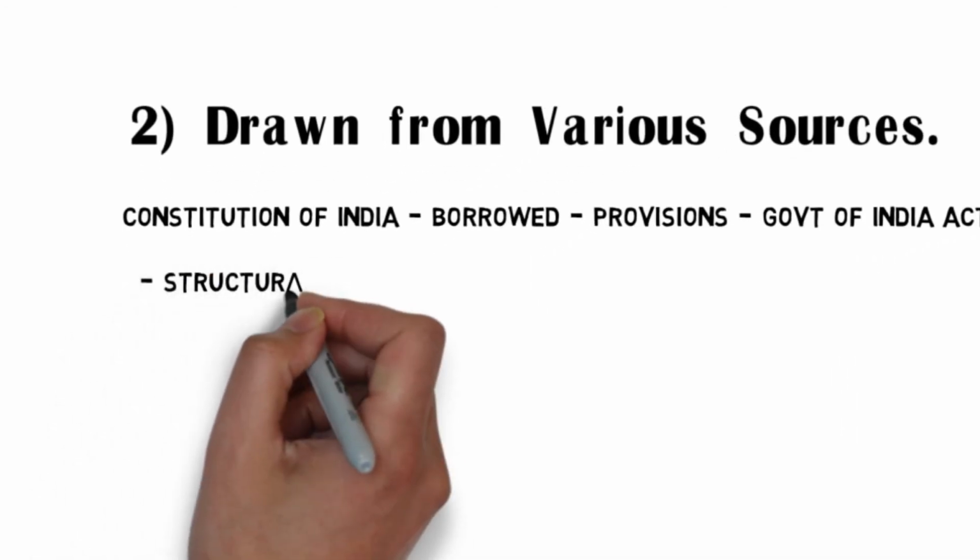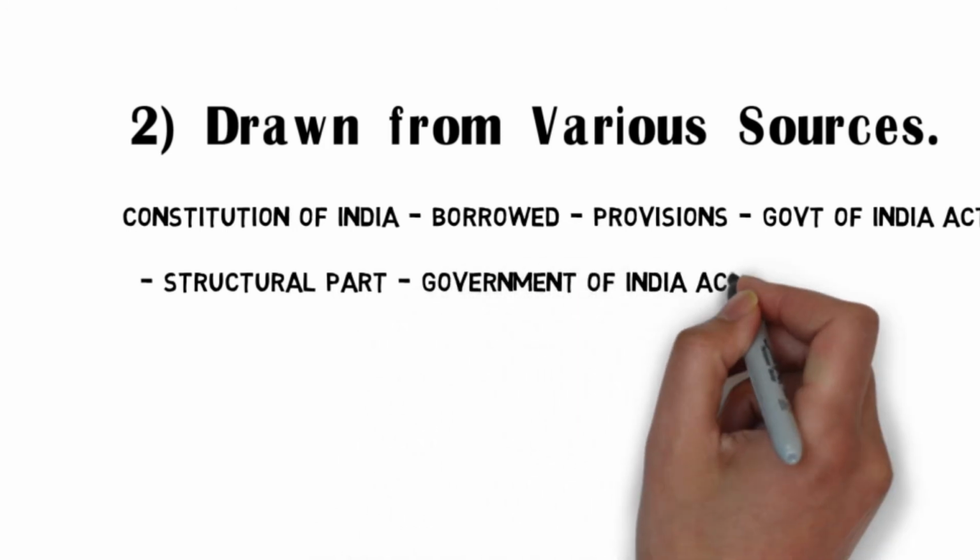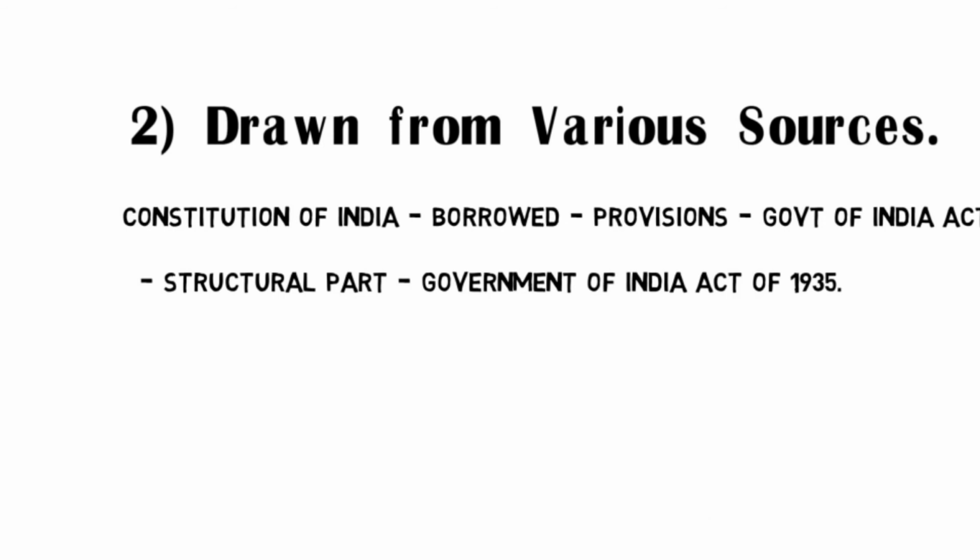Now let us understand which are the parts which we have taken from other constitutions. Let me talk about the first. First is the structural part of the Constitution, and this structural part of the Constitution is to a large extent directly derived from the Government of India Act 1935. So the structural part of the Indian Constitution is actually derived exactly from the Government of India Act of 1935.